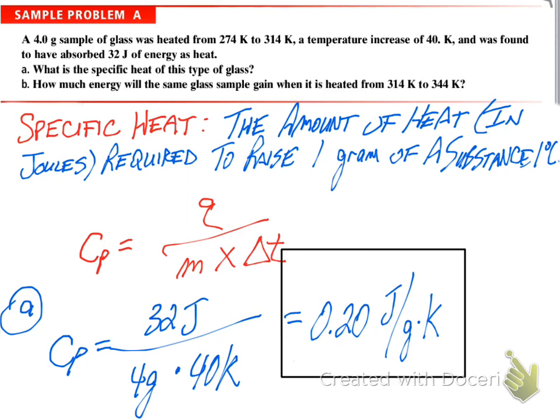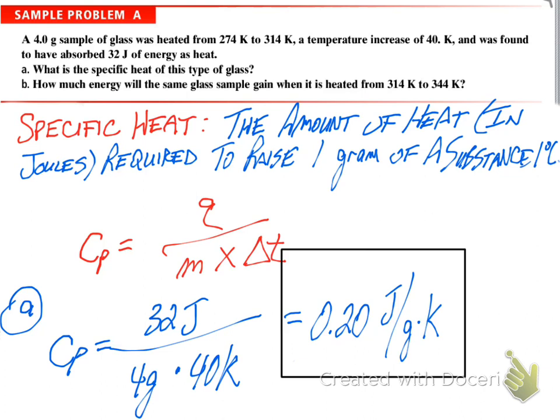What about B? How much energy will the same glass sample gain when it is heated from 314 Kelvin to 344 Kelvin? Now we're solving for Q, the energy gain, but we already know the specific heat we just computed. Because it's the same glass sample, it's not going to change. It's 0.20 joules per gram times Kelvin. Now, I told you back in the day when we talked about the heating curve of water that the specific heat of a substance is a physical property. It doesn't change based on the quantity you have. It's a part of its identity. So any sample of this glass will essentially have a specific heat of 0.2 joules per gram times Kelvin.